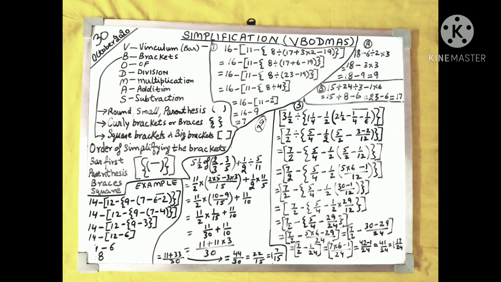And in the last step, I am calculating the big brackets. 12 minus 6 is equal to 6. So finally the answer is 14 minus 6 is equal to 8. So do it step by step, one calculation in one step. Only then you'll get the correct answer.